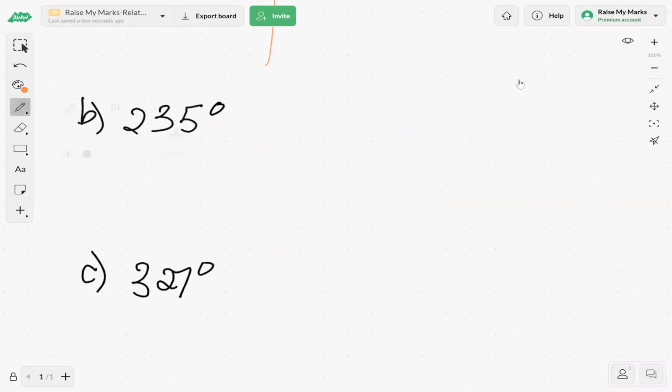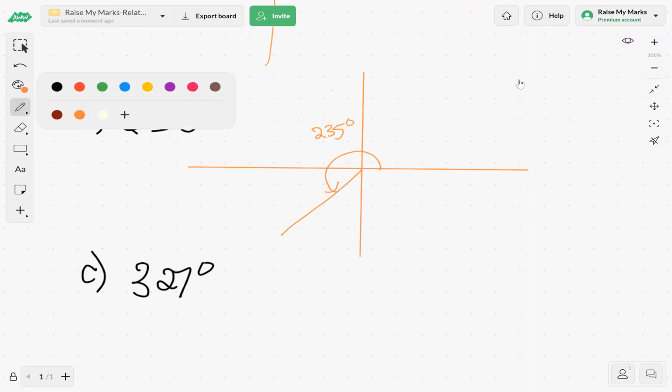So 235. All right, so again, best way to do these problems is to graph. So let's do that. We're going to graph this angle, 235 degrees. So which quadrant does it lie in? It lies in the third quadrant. Okay. And then we want to find the green angle, so the angle between the horizontal and the terminal arm.